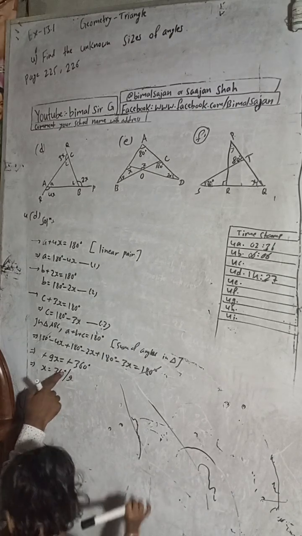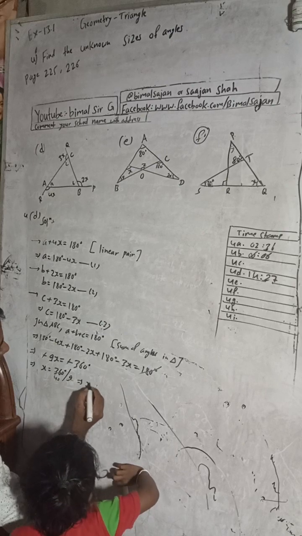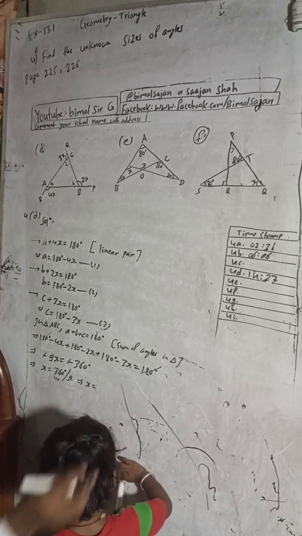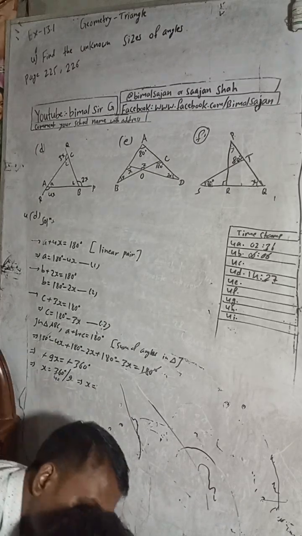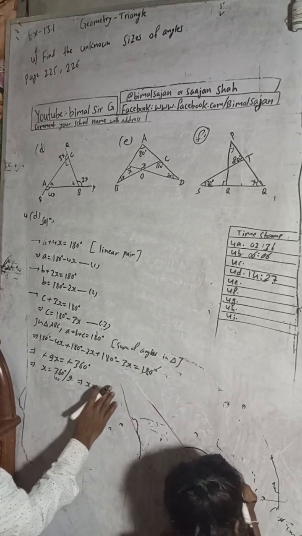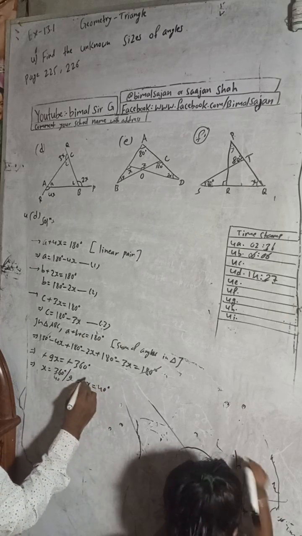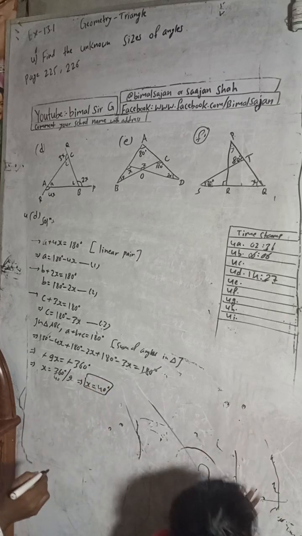9 4s are 36 and 0, so 40 degrees will be here. So x is equal to 40 degrees. We got the x value.